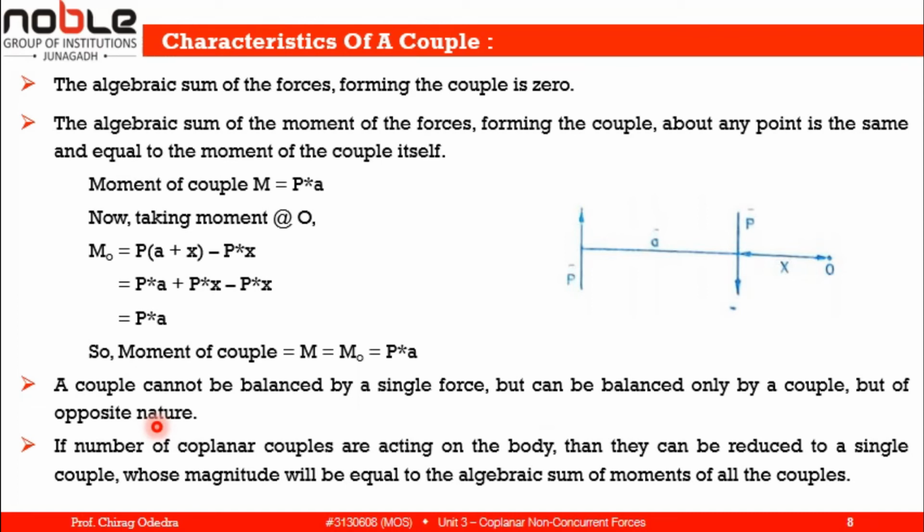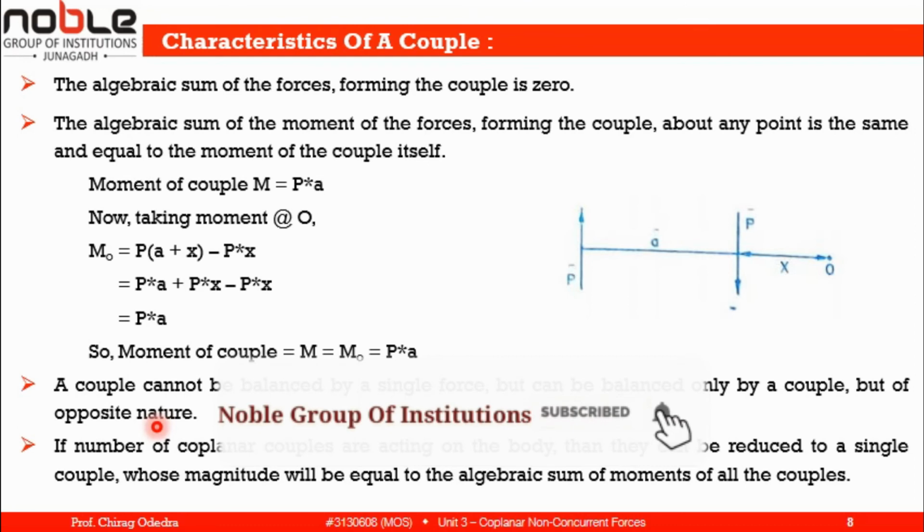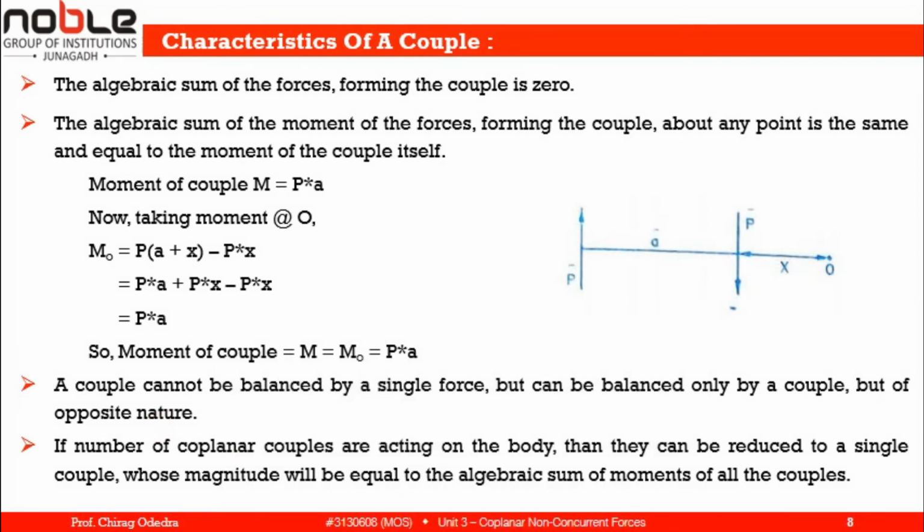Last one, if a number of coplanar couples are acting on the body, then they can be reduced to a single couple whose magnitude will be equal to the algebraic sum of the moments of all the couples. That means if we are taking two clockwise couples, we sum them. If we are taking one clockwise and one anti-clockwise, then we have to subtract the smaller value from the bigger value. That gives us the ultimate couple on that particular body.